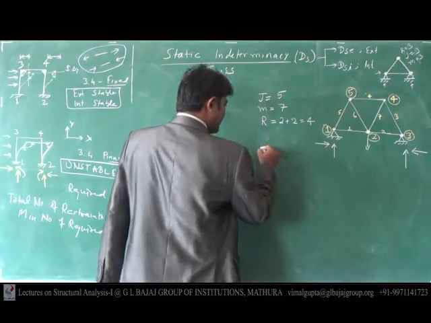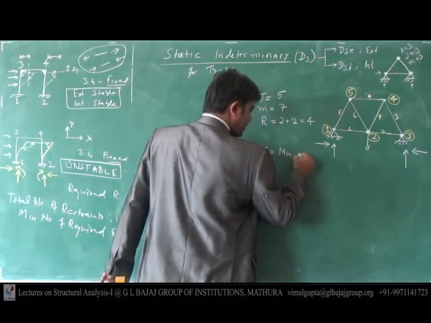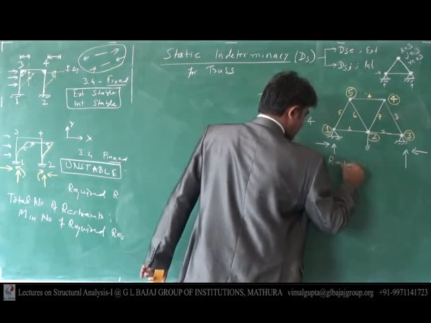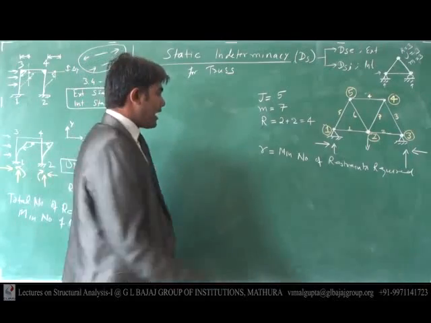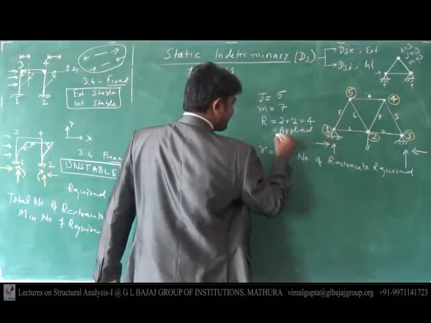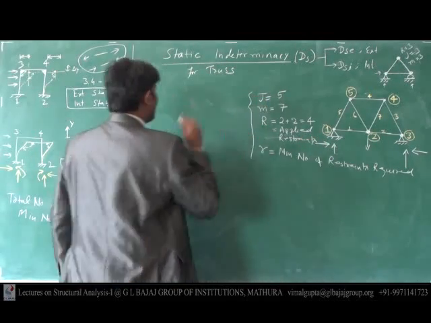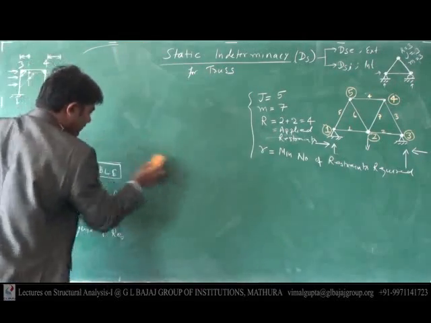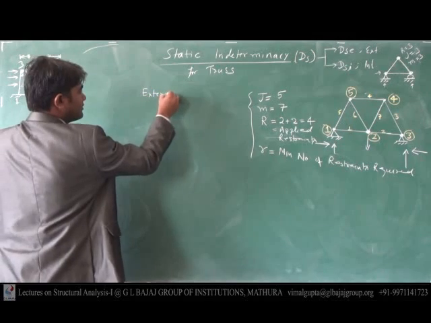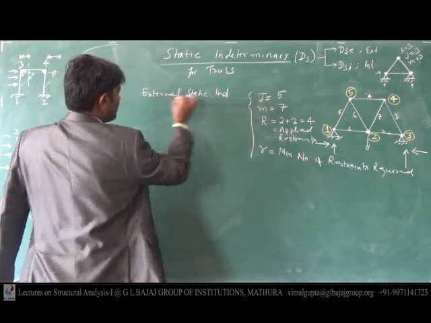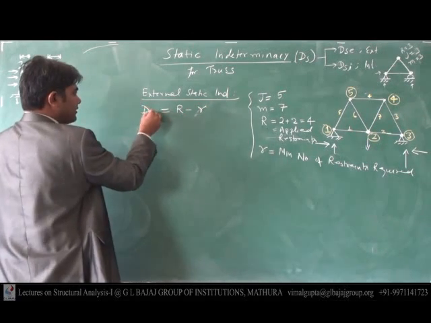Now I am introducing a symbol small r. Small r is the minimum number of restraints required, and capital R is the applied restraints. Then what will be its external indeterminacy? Can you tell me? External static indeterminacy will be capital R minus small r, and it is DSE.